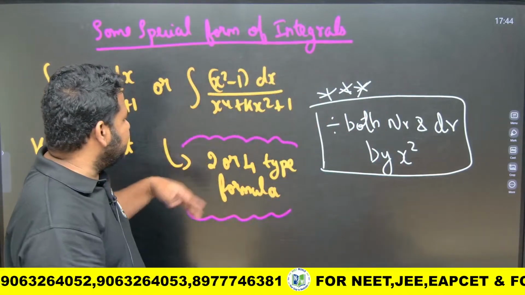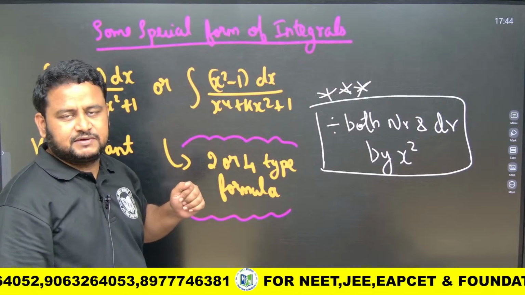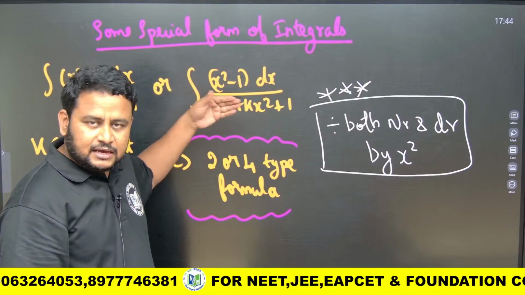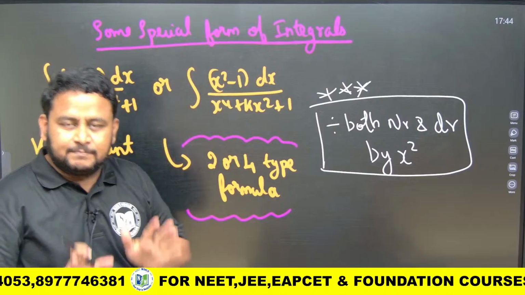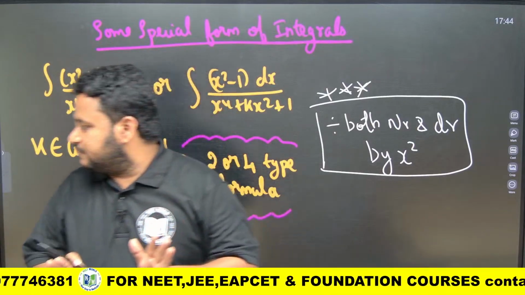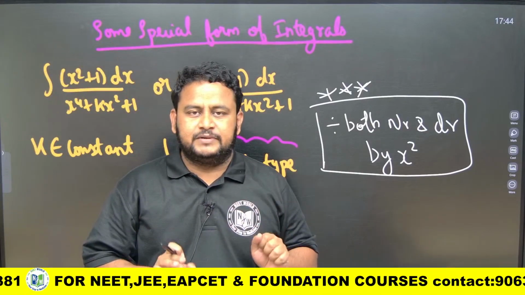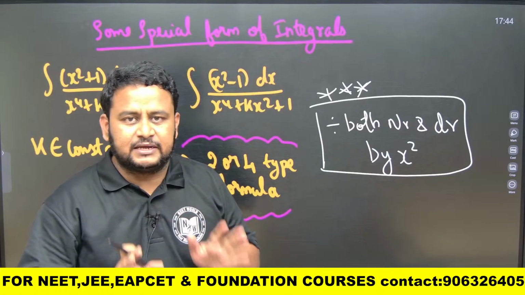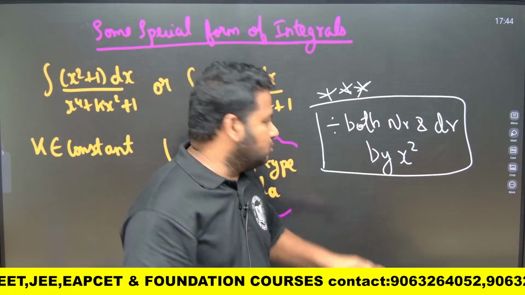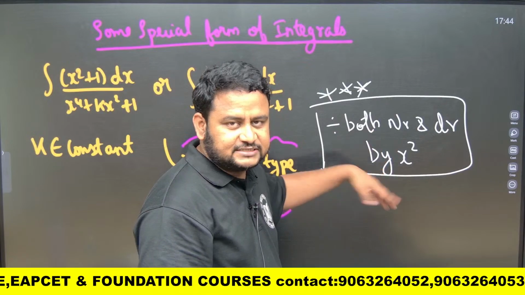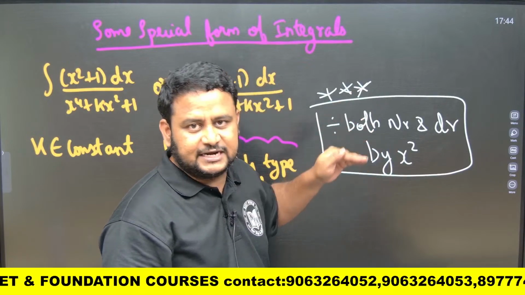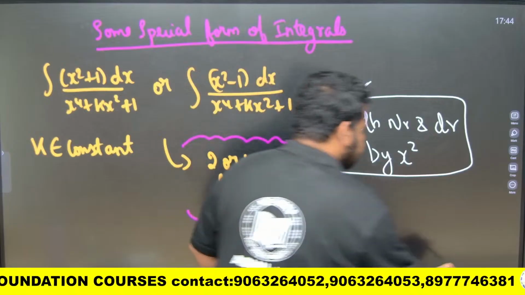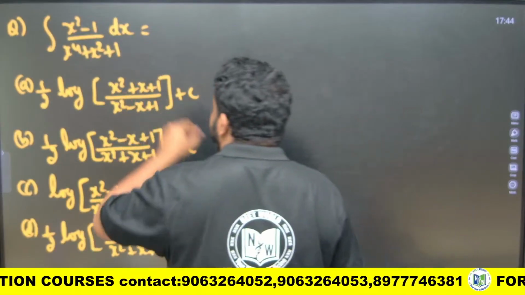If you have x square in the numerator also, and in the denominator you have x to the power of 4, in such cases please divide numerator and denominator by x square. Okay, x to the power of 2, that is x square. Got it? Let us move to the question which is given here.